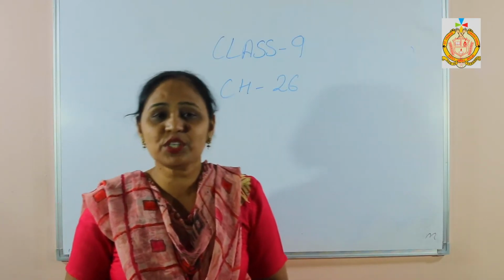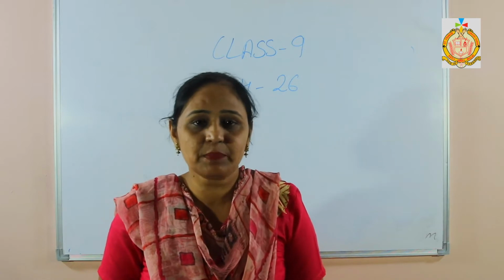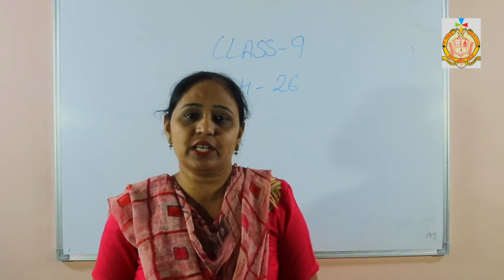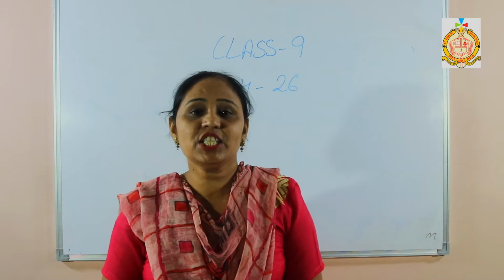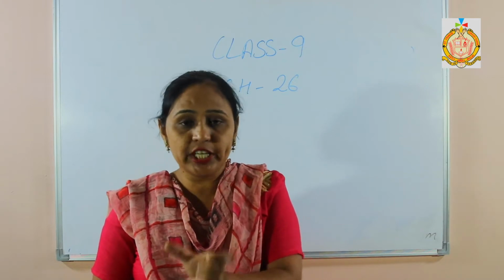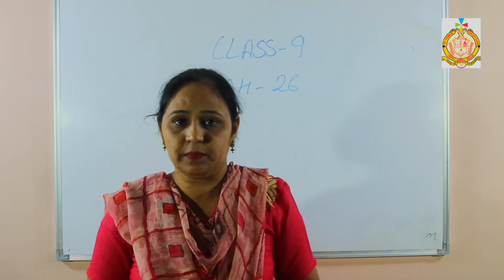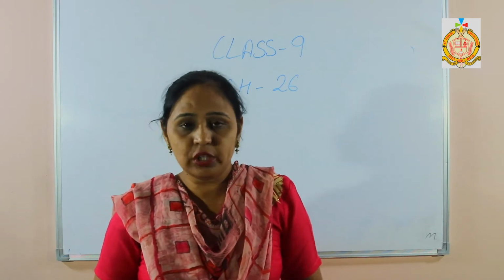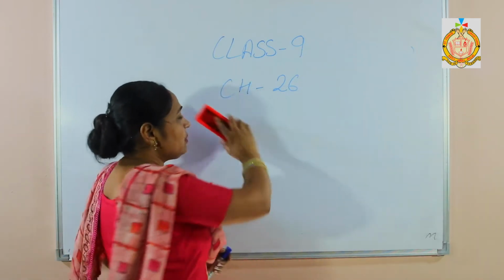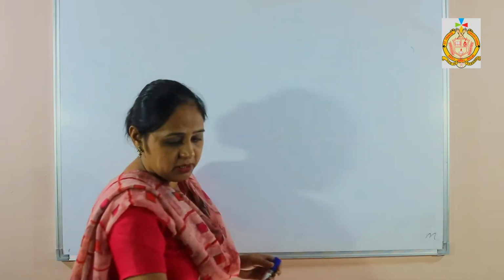Today I am going to explain the class 9th chapter number 26, coordinate geometry. Now, coordinates, or ordinates, mean the value of x and the value of y. Now, we already know the graph. I will just explain the main concept again. There are two axes, one is the x axis and the other one is the y axis.